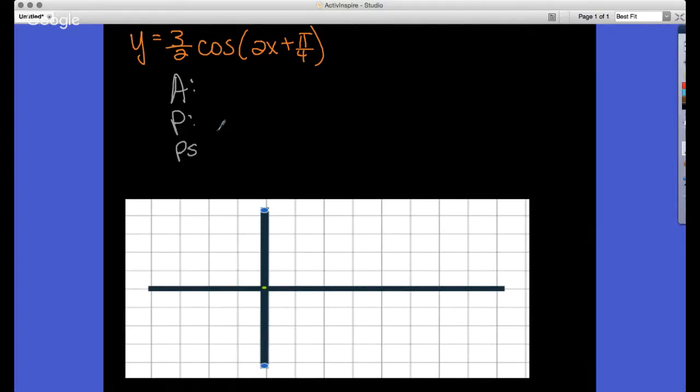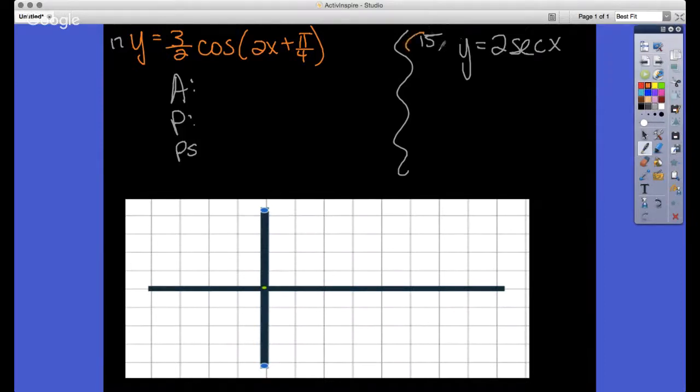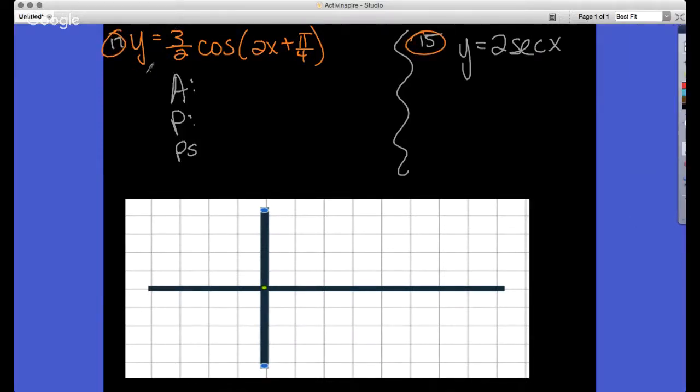I also see a couple other ones out here. I'm going to get to number 15 here in a second too. We put 15 out there just so we got it. Is that y equals 2 secant of x? Correct me if it's not. Make sure this one should be 17. This one should be 15. If it's not, I'll give about 20 seconds just to help me with that, okay?